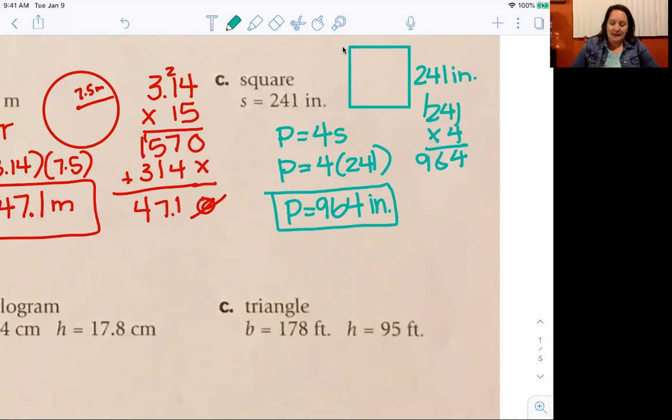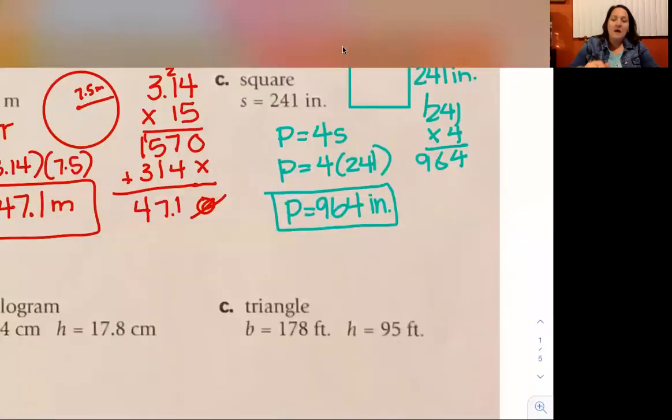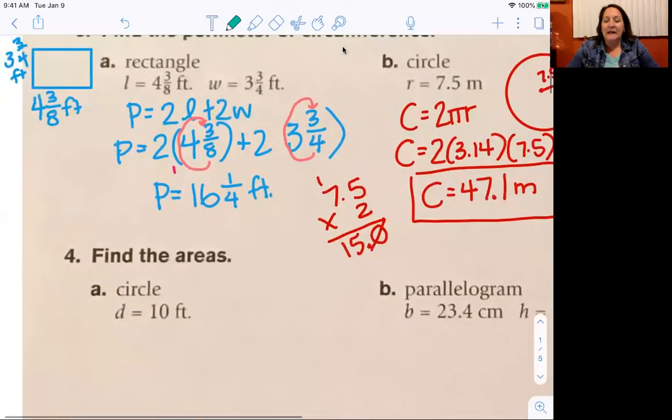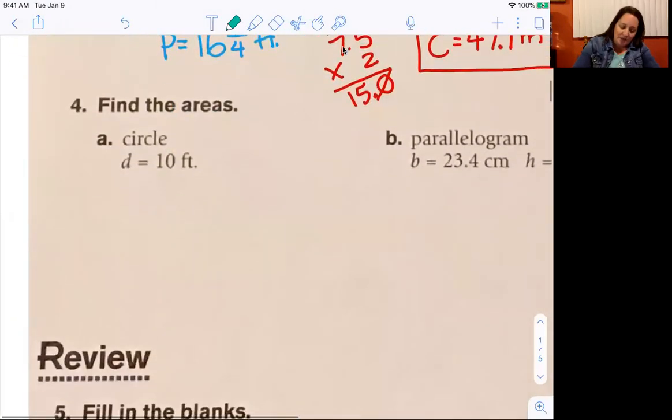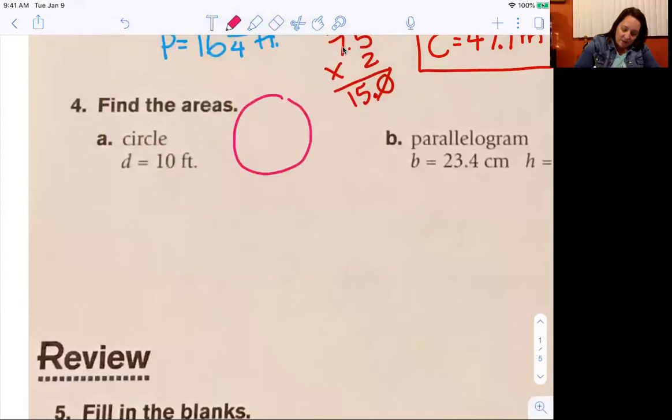Now this next section, my iPad's turned off. This next section is to find the area. So just like we've done with perimeter, we're going to do the same thing with area. We're going to draw a circle. In this case, the circle has a diameter. So we're going to go through the center of that circle. And the diameter equals 10 feet.